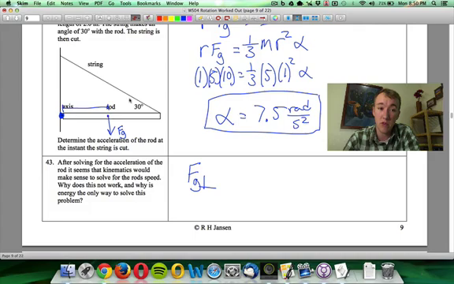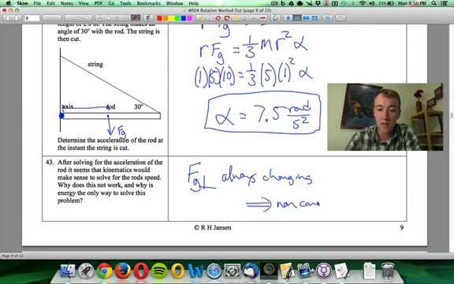So for the very first instant that the string is cut, the force of gravity is perpendicular. But later on, when the rod is down here, the force of gravity is no longer perpendicular to that. So since the perpendicular component is always changing, we can't use it for any rotational kinematics because that results in a non-constant acceleration. And for our purposes in class, we're only going to do calculations that involve a constant acceleration.